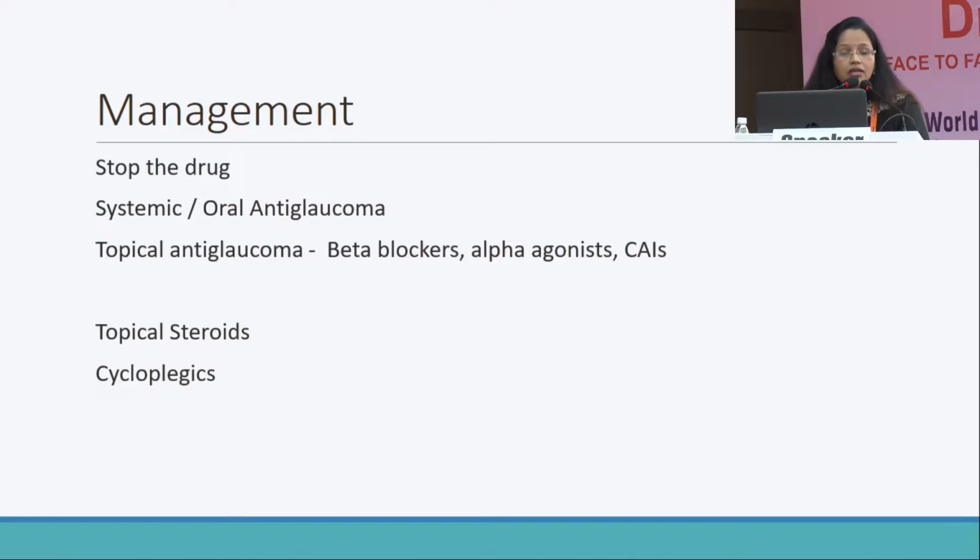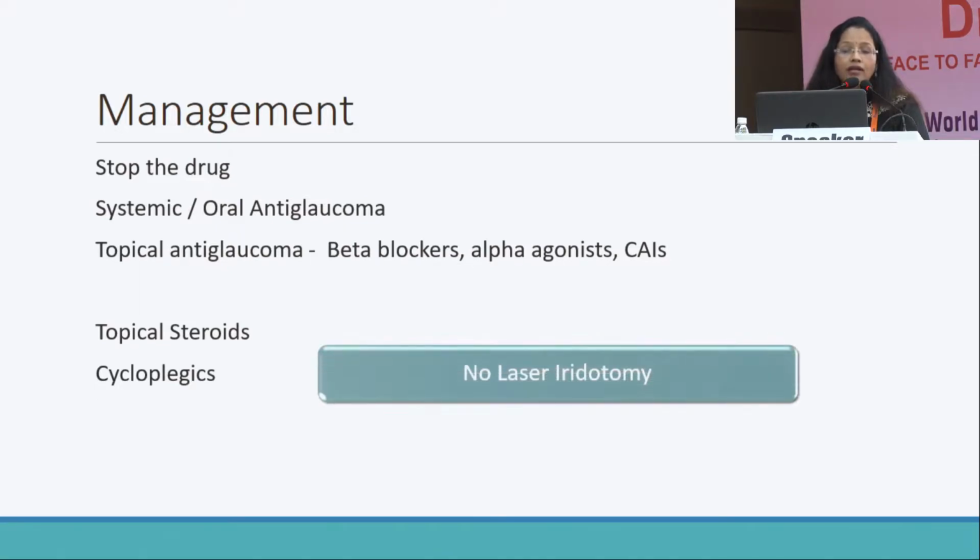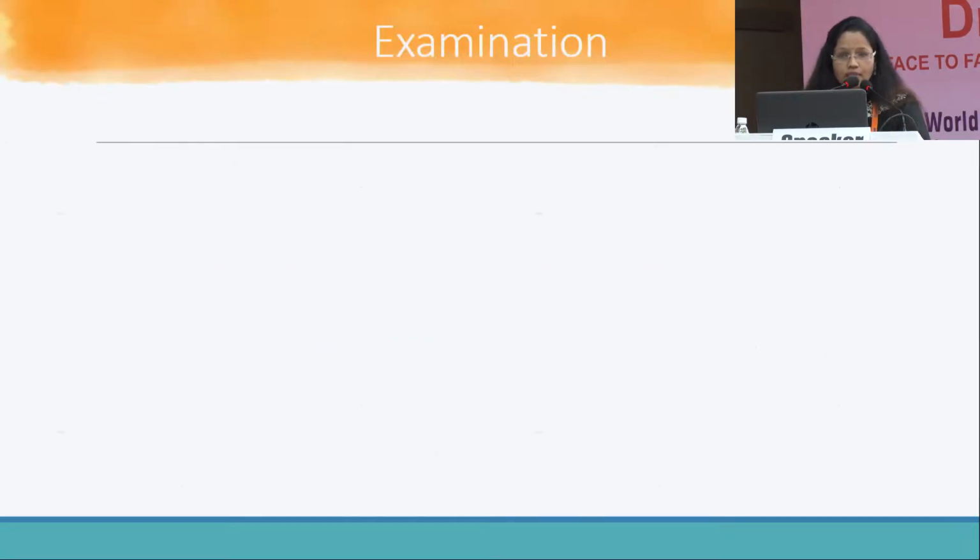Now, here we have to add cycloplegic to relax the ciliary body because there is already a ciliary body effusion, so we want to reduce that. But we don't give pilocarpine in such a scenario, and no laser iridotomy is to be done in such cases of secondary acute angle closure glaucoma.